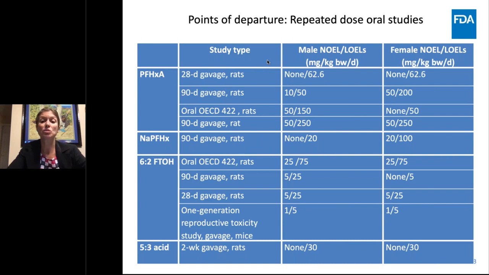The females were more resistant. The LD50 under the conditions was 300, but still there was quite a bit of fatality. And 5,3 acid in that study was shown to be a marked peroxisome proliferator in both male and female rats.